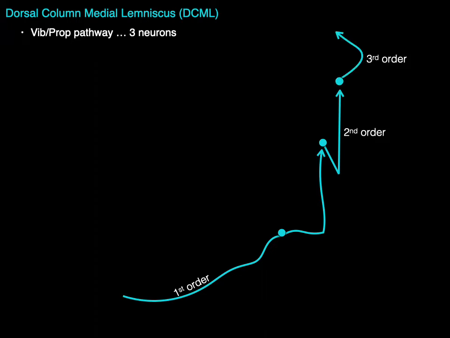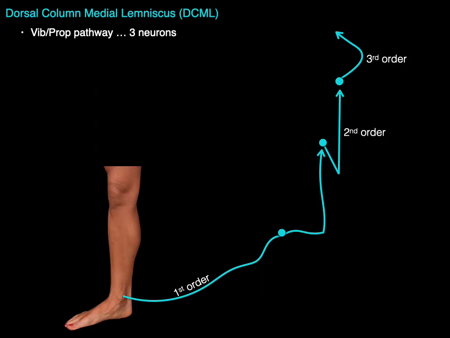Take a breather, stand up, crack your knuckles, and let's go to the dorsal column medial lemniscus, which is the vibration and proprioception pathway through 3 neurons, 1, 2, and 3. And so we're going to show the same coming from the medial malleolus, the L4 spinal cord level, but instead of a pin for pain, we're going to do a tuning fork for vibration.